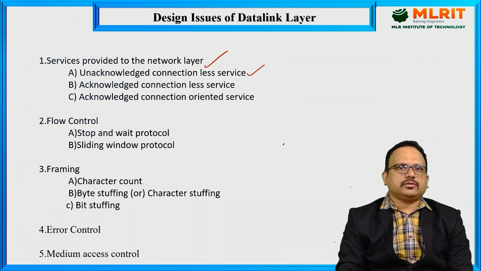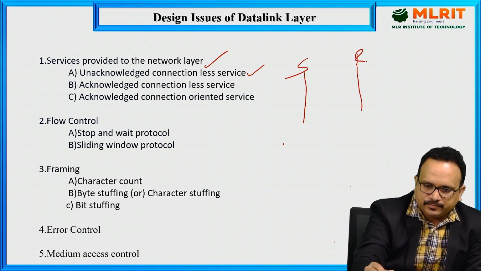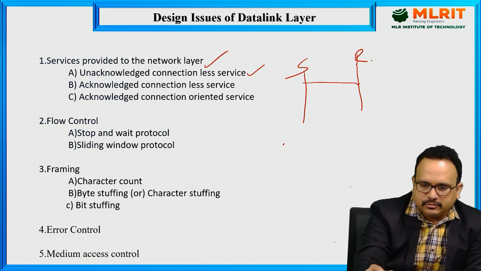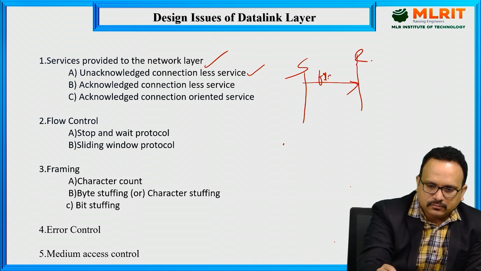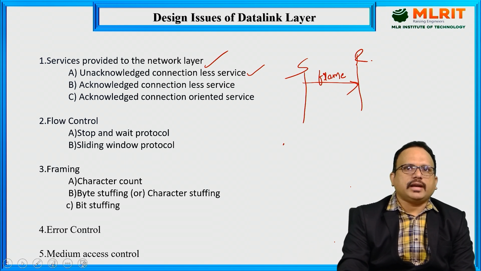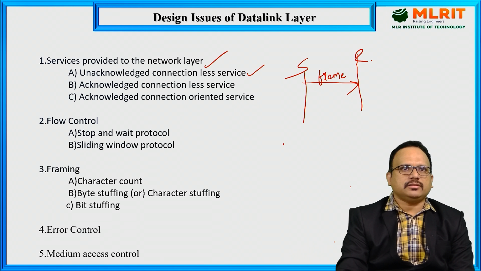If you just justify this particular service, unacknowledged in the sense there is no acknowledgement from the receiver. For example, here is a sender and here is a receiver. Whatever the data that is being transmitted by the sender in the form of frames, say for example, this is a frame. For this particular frame, the receiver will not send any kind of acknowledgement to the sender. So there is no guarantee that whether the data transmitted by the sender is going to reach the receiver or not. So that is unacknowledged. The name itself indicates that it is unacknowledged.